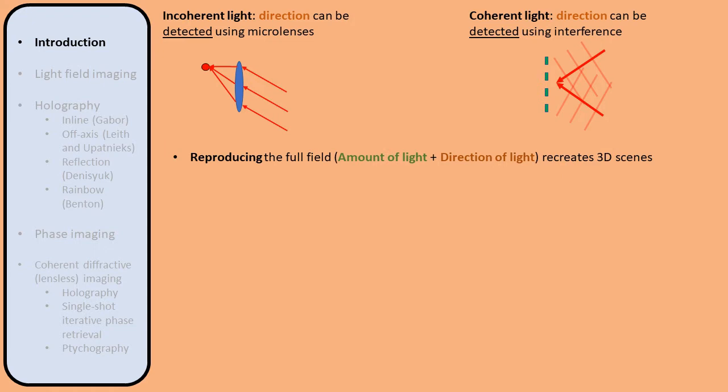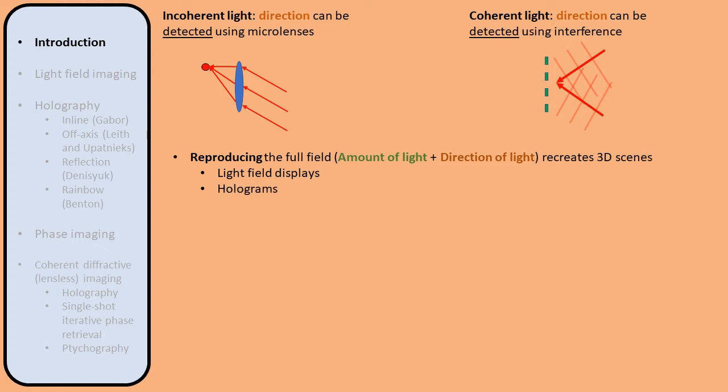By reproducing the light field, we can reproduce three-dimensional scenes. If we look at the field, we see the same thing as if the scene were actually there. When using natural light, the light field can be reproduced using light field displays. When using coherent light, the light field can be reproduced using holograms.